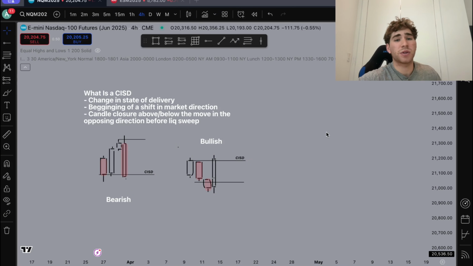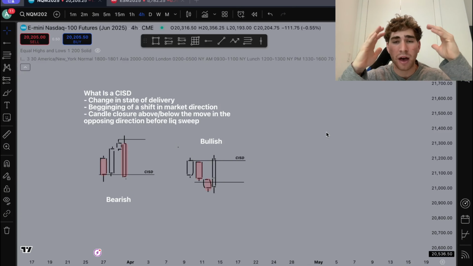So yeah, go onto your charts right now. Try to mark out as many CISDs as you can. Get your eyes to adjust to them, and you will just spot them effortlessly in the market.